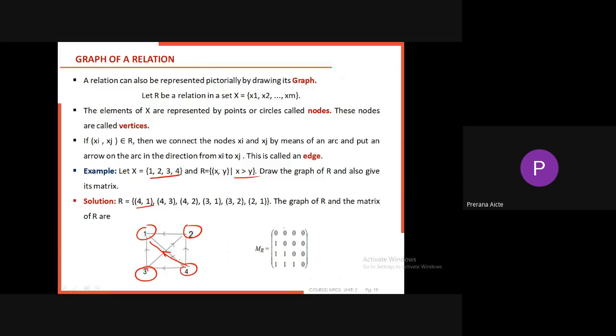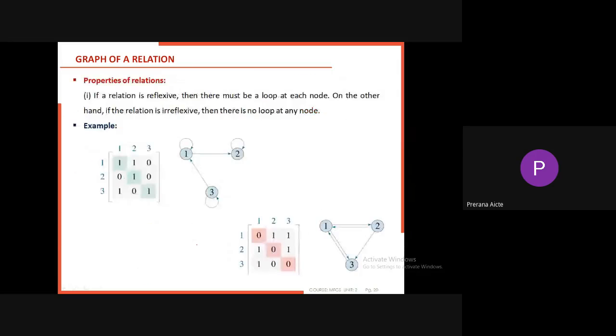Okay, 4 comma 3 is there, so I will draw an edge. Okay, like that we can construct this graph for the given relation. Again, by using this graph, one can easily check for some of the properties. Let us see here how we can check for the reflexive property.